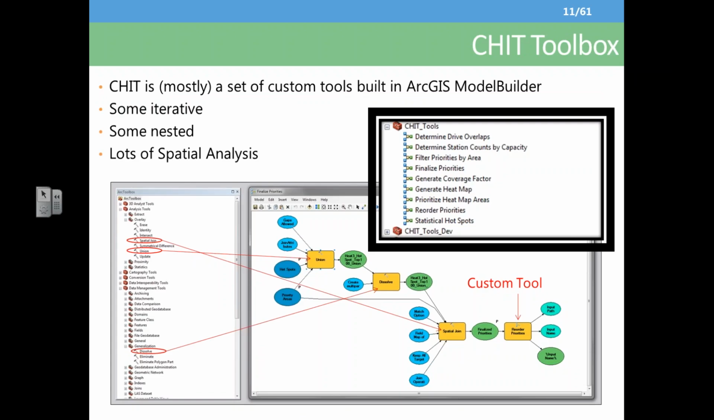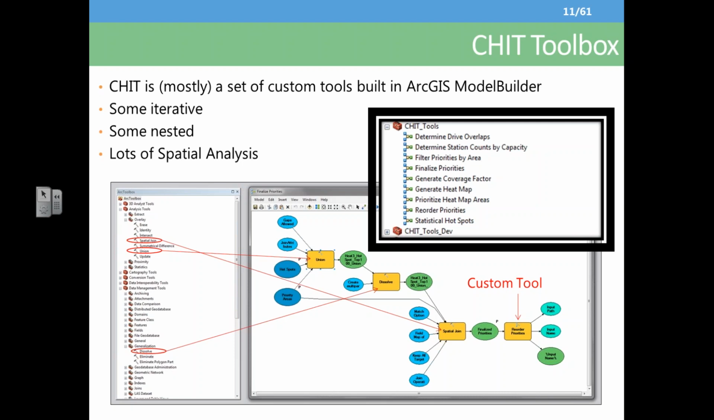And so in terms of actually what is CHIT, it's mostly a set of custom tools built in ArcGIS Model Builder. The full model, all the tools, all of the input data we used in 2015, and all of the actual output resulting data from the 2015 analysis are all online on ARB's website to download. So if you go to arb.ca.gov/hydrogen, there's a link on that page to an infrastructure analysis subpage, and you can find everything about CHIT there. You can also find the previous webinar. After this webinar, it will be posted, and any future releases of the tool will be posted there as well.